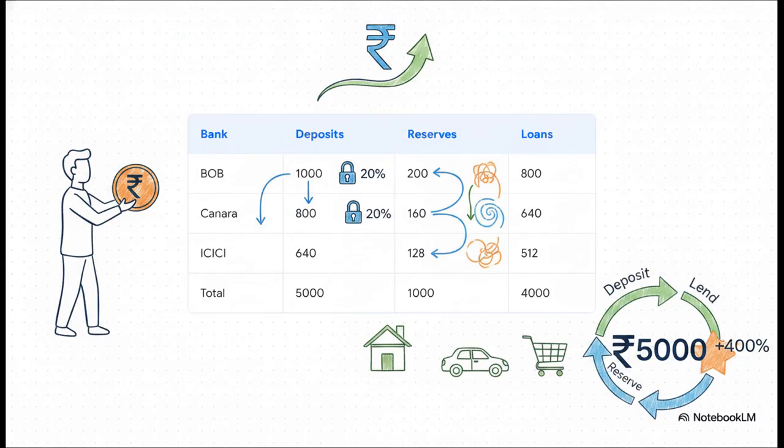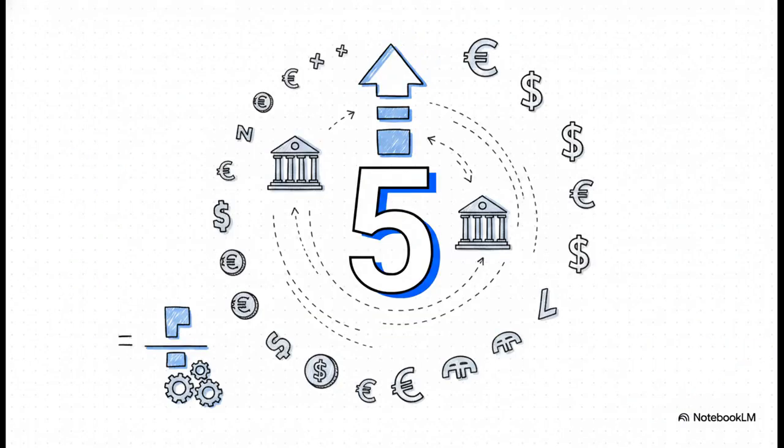Canara Bank then keeps 20% of that, which is 160, and loans out the remaining 640. That borrower spends it, the next person deposits it into ICICI Bank, who keeps 20% and loans out 512. Do you see what's happening? This cycle of depositing, reserving, and lending just continues on until that original 1,000 in cash has generated 4,000 in new loans, creating a total of 5,000 rupees in the system. And this brilliantly illustrates exactly where that number 5 comes from.